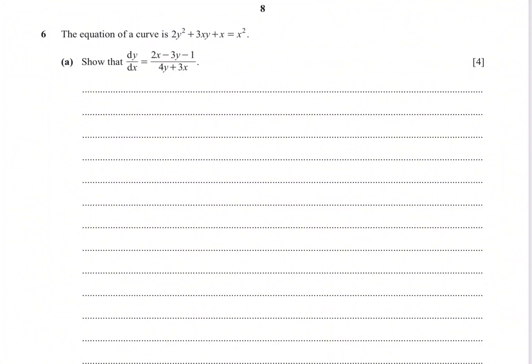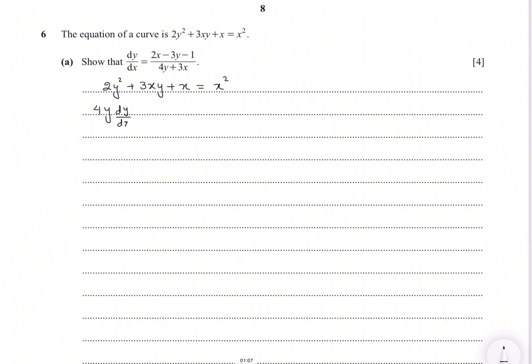Now question number 6. In this question, actually this is an explicit part of the equation. So no, this is an implicit function. So we have to show dy by dx of this. So you write 2y square plus 3xy plus x equals x square. Now differentiate every part of it. But remember, when you differentiate y, you have to write dy by dx with it.